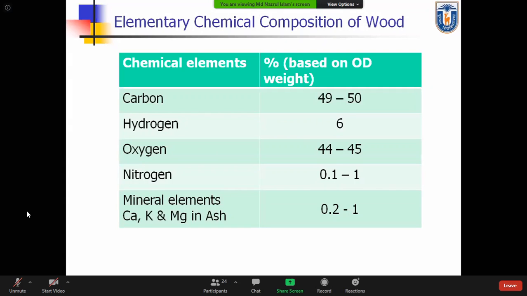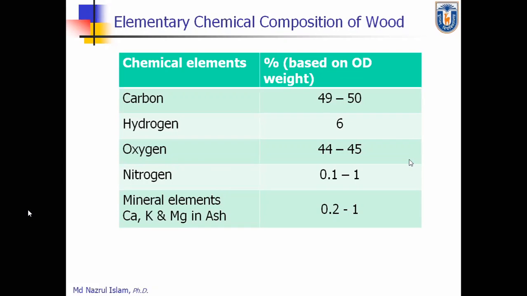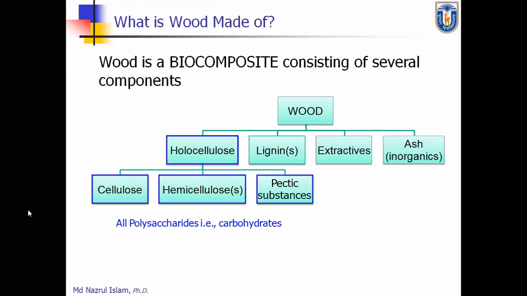So the elementary composition of the wood, that is carbon, hydrogen, oxygen, and a smaller portion of nitrogen. Also there are some minerals that we have discussed in the first classes. So around 49% is carbon, only 6% is hydrogen, and oxygen is around 44%.